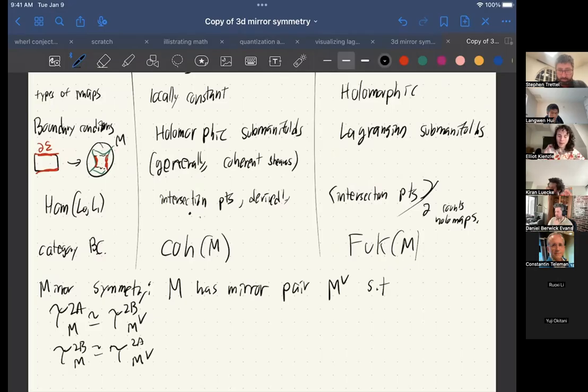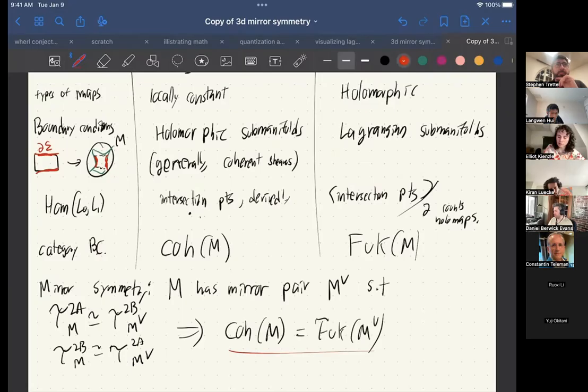Because we know that we can understand a quantum field theory in terms of its category of boundary conditions, this is equivalent to telling us that the coherent sheaves on one side are equal to the Fukaya category on the other. That's the classical homological mirror symmetry conjecture.